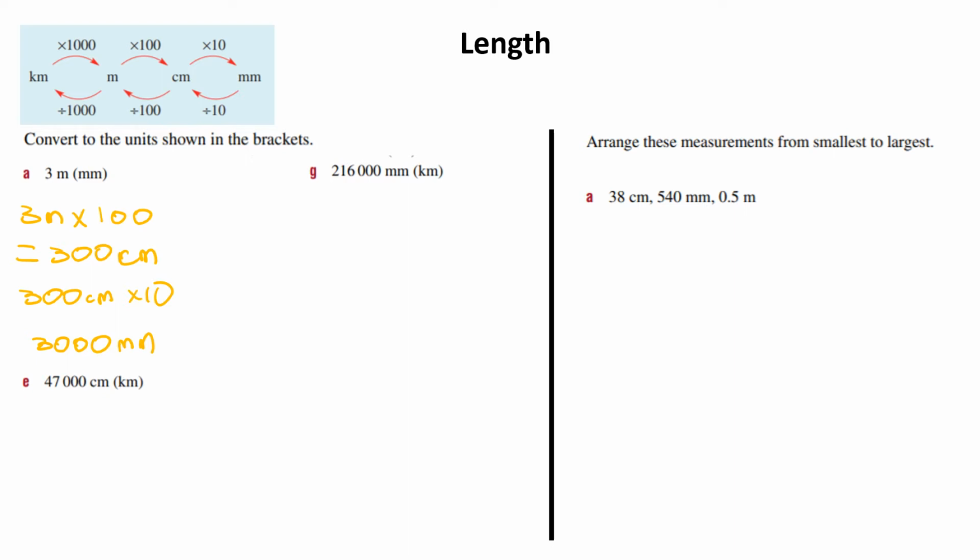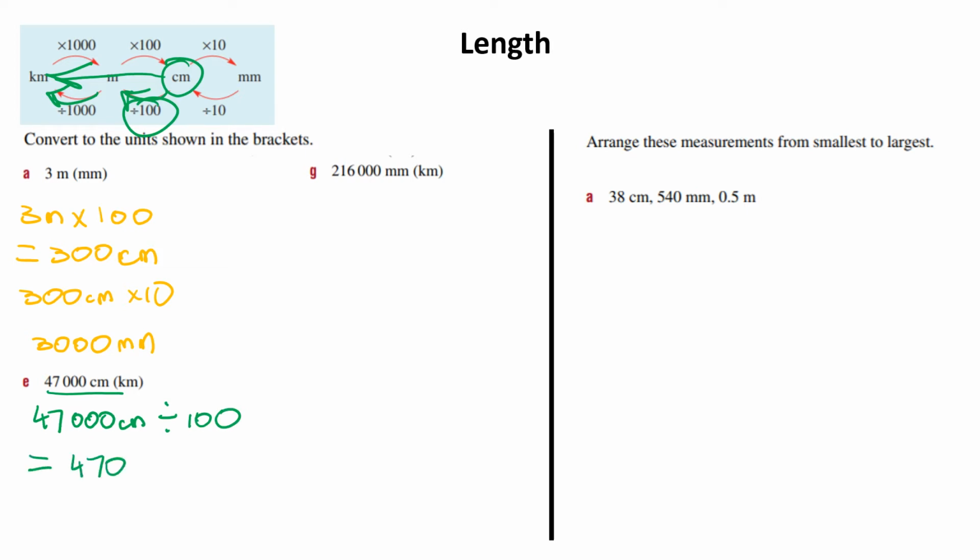Next one is this. So I'm going to go 40. So what I'm doing is I'm going from centimeters and I'm going that way. So I'm going to be dividing by numbers. Okay, so let's start. So I'm going to go 47,000 centimeters divide by, my first one, divide by 100. That's going to give me 470 meters. And then my next one is divide by 1,000. So then I'm going to go 470 divide by 1,000, and that's going to equal 0.47 kilometers. So that would be my answer.